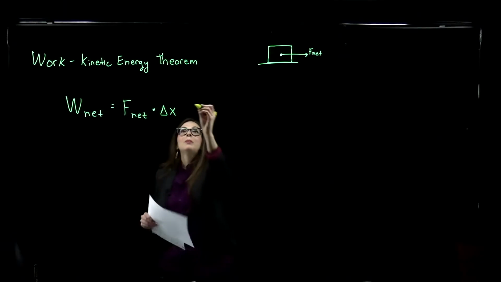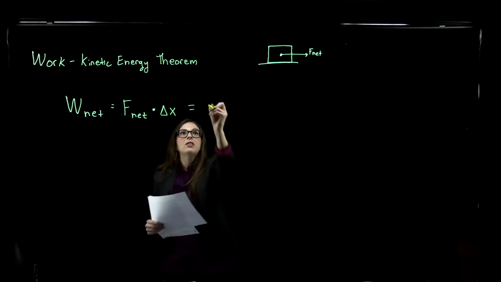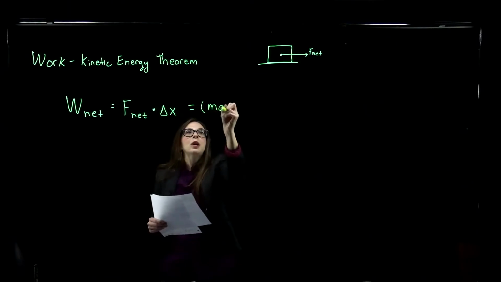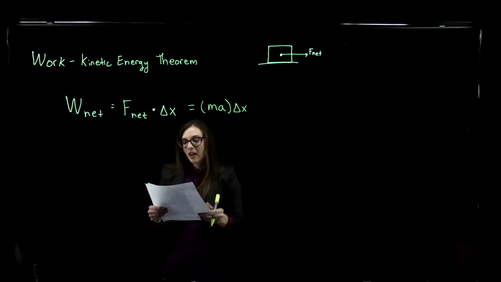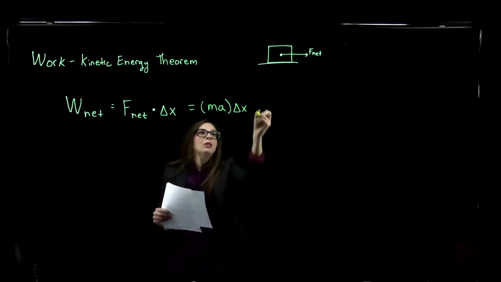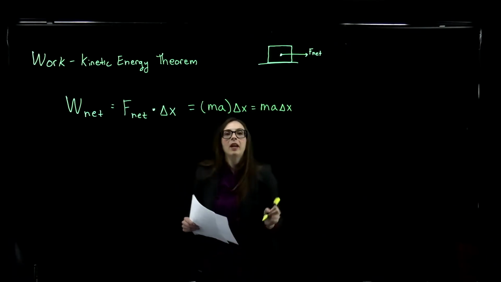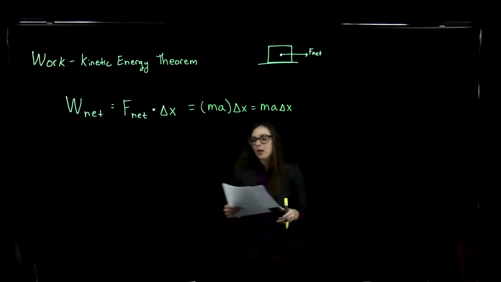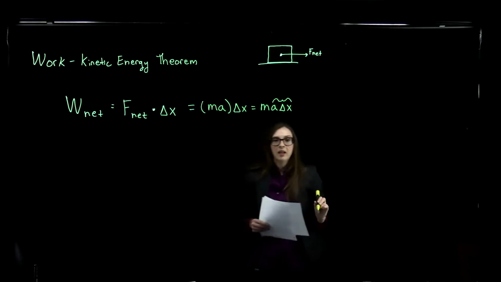So work is equal to force times distance, and we're not pulling up at any angle. Remember from Newton's second law, force is equal to mass times acceleration. So I can replace the force with mass times acceleration, delta x. I'll just rewrite it like this, m a delta x. We don't really care about the parentheses there. But there's something interesting about this a delta x here.